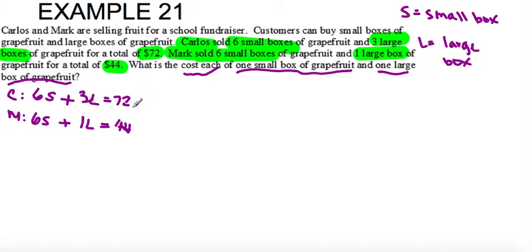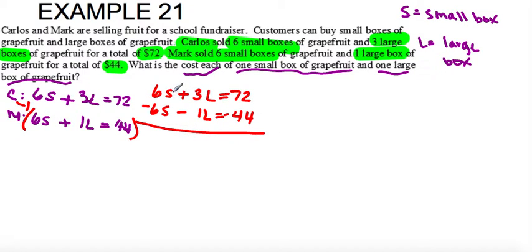Alright, easiest thing to do here is use linear combination or elimination to solve the system. Since the 2 coefficients are the same in front of the S, I'm just going to multiply the bottom equation by -1 to cancel out the S. So the top equation stays the same, 6S plus 3L equals 72. The bottom equation gets multiplied by -1, so we have -6S minus 1L equals -44.